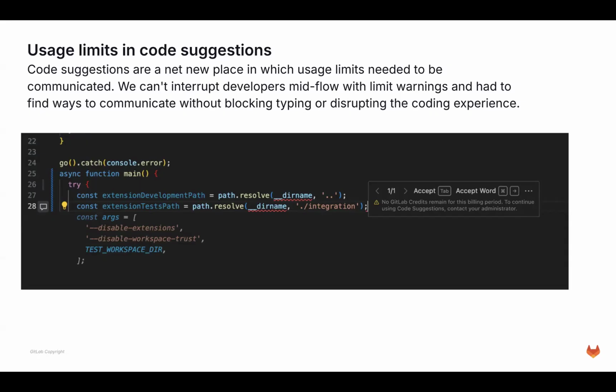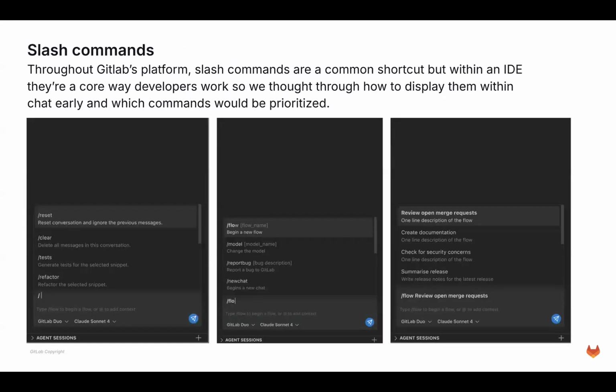So two kind of usage limits issues that were unique to the IDE. Something else that developers use, across GitLab.com and everything from issues to any other kind of form, but particularly in an IDE and in their workflows, are slash commands. And so we really took a look at how a user was going to interact with slash commands in our chat panel, what the kind of default list of slash commands might look like.